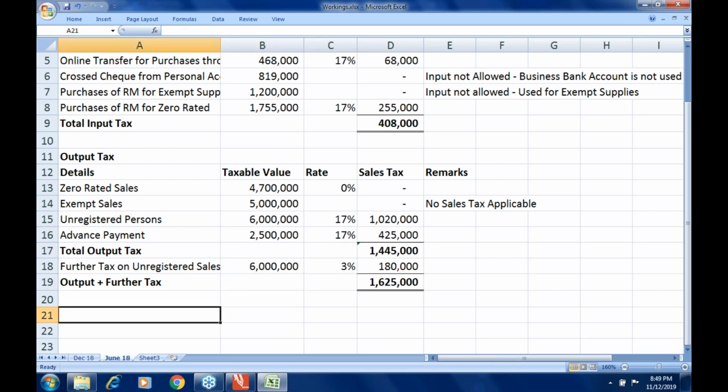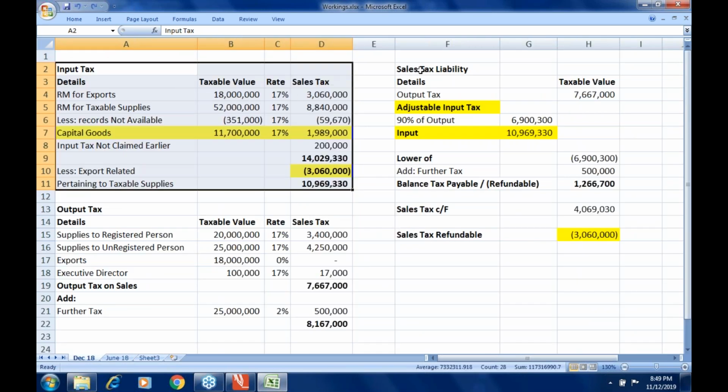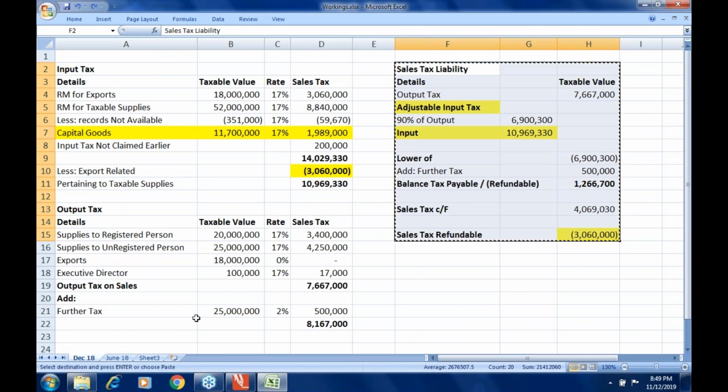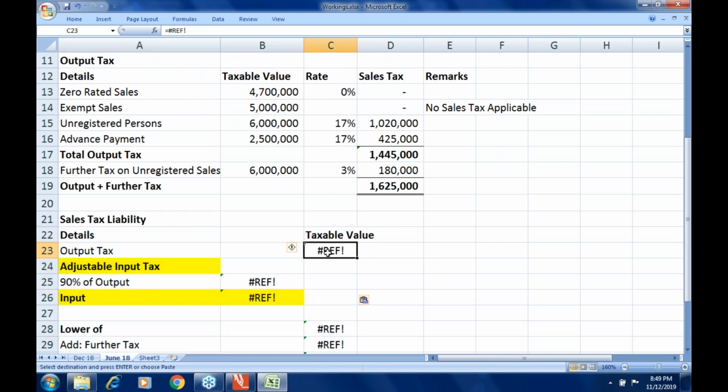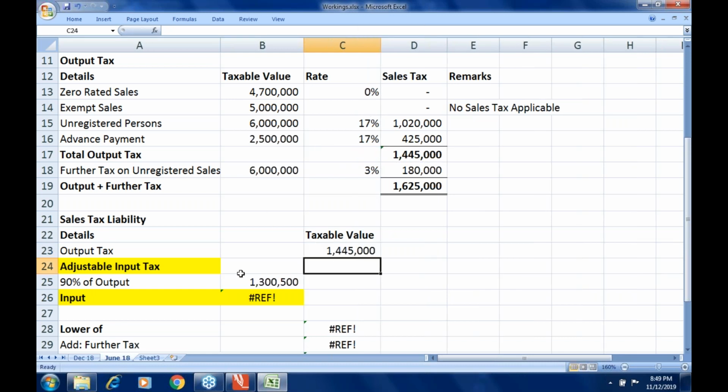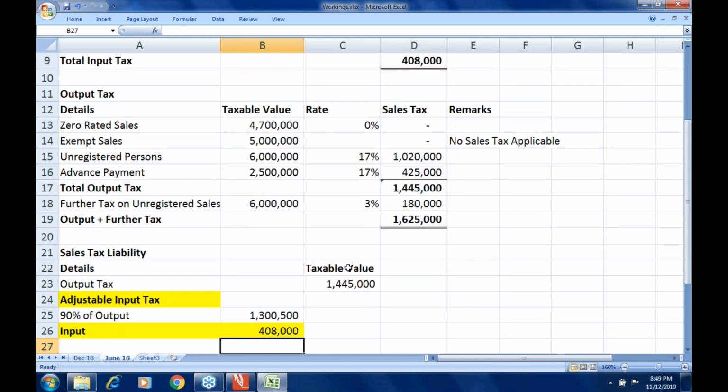Okay, now if I talk about the sales tax liability, let's try to understand how it will be computed. In order to compute the sales tax liability, the first thing is we need to have the output tax. And how much is the output tax? It's 1,445,000. There is this 90% of the output, which is 1.3 million, and then you've got input tax. The input tax you've got is 408,000.